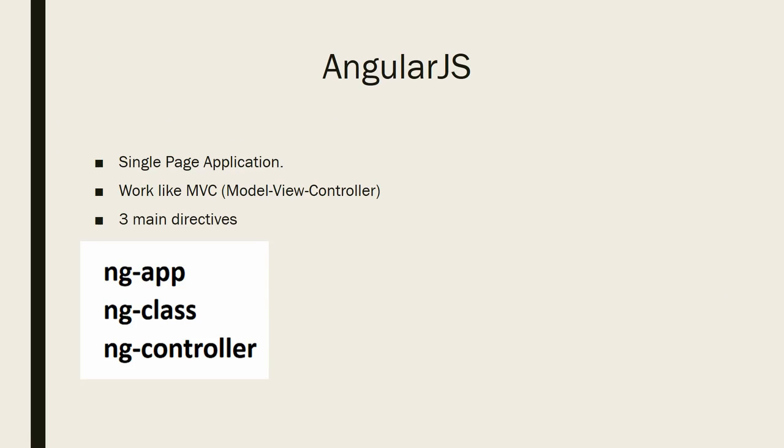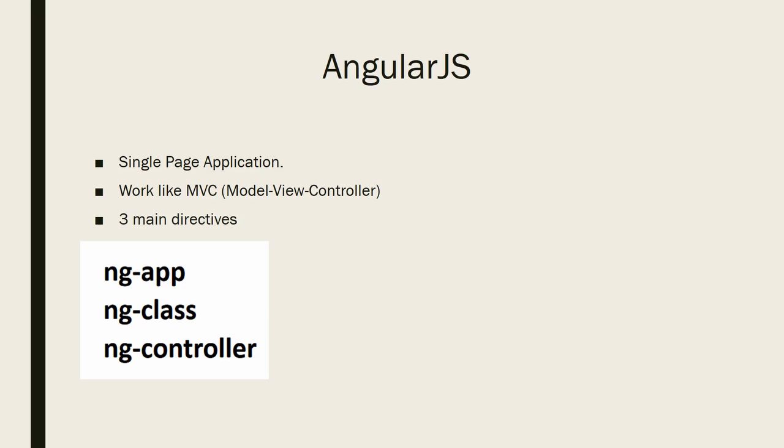Next, we talk about AngularJS. AngularJS is the back end work of every web app. It works as a single page application. It's like MVC. It has its own MVC, and there are 3 main directives for it. You have your ng-app, ng-class, ng-controller.